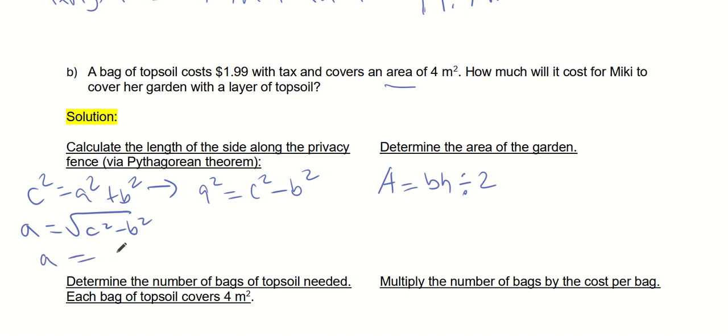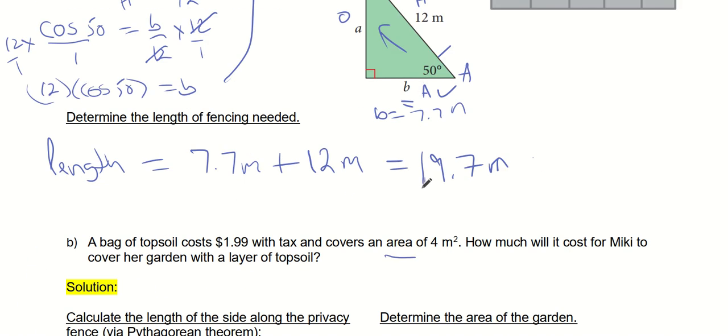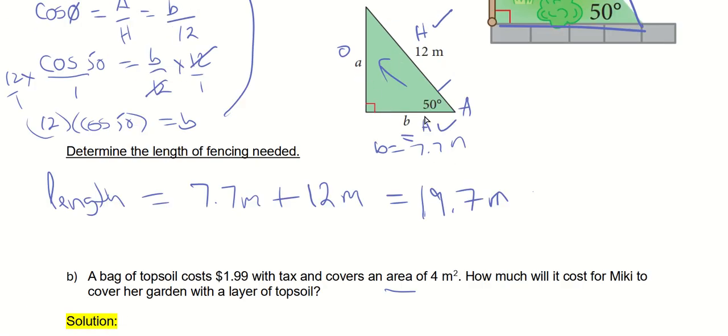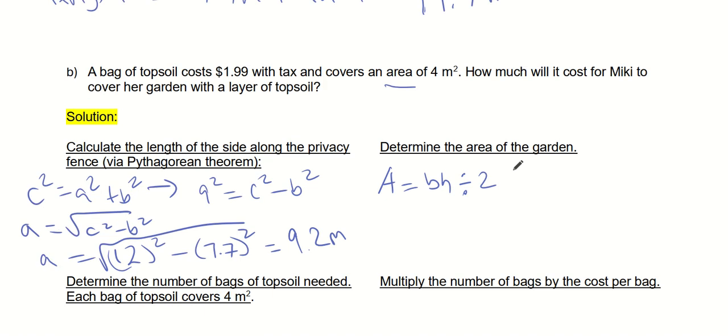And then basically a, in short, equals the root of 12 squared, it's not plus, it's 12 squared minus b squared, where b is 7.7. And that whole thing gets rooted, and we get a number of 9.2 meters, because up here is working in meters. And now we have a, which is our height, in a sense. But the base is 7.7. So we have everything we need for this formula.